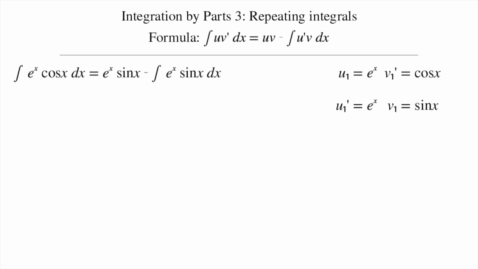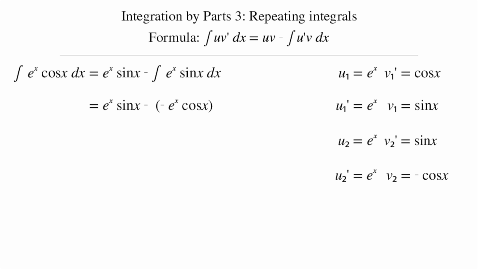So we're now going to choose u2 is equal to e to the x and v2 dash is equal to sin x. So u2 dash is equal to e to the x and v2 is equal to negative cos x. Again, using the formula, we have that the original integral is equal to e to the x sin x, that part hasn't changed, minus, well, now we'll compute this integral on the right hand side using the by parts method. So we have u2 v2, which is negative e to the x cos x, minus the integral of u2 dash times v2, which is e to the x times negative cos x.